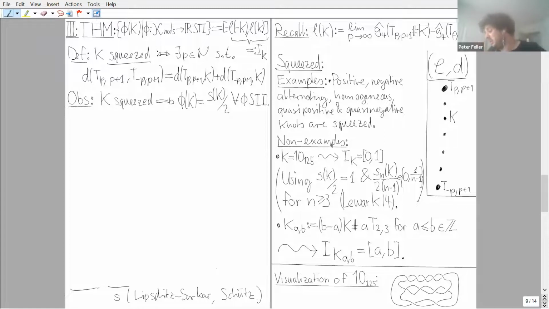But let me just in words also mention, oh, this wasn't supposed to be here. Let me also mention that there are refinements of slice-torus invariants, such as refinements of the S invariant by Lipshitz-Sarkar, by Dirk Schütz is another one. There's also a refinement by Sarkar, Scaduto, Stoffregen. And all of these invariants are equally simple in a way on squeezed knots.